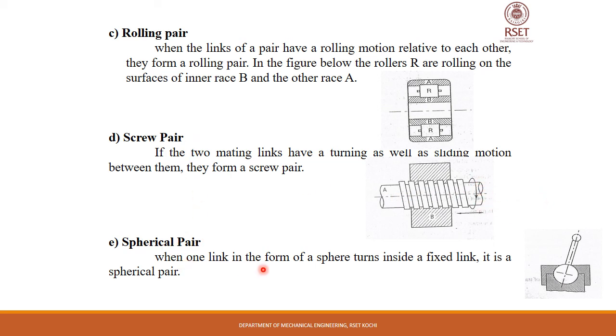Spherical pair: when one link is in the form of a sphere and it is inside a fixed link, it is a spherical pair. You can see here a spherical shaped link fixed to the cavity of a rigid link. The hatched portion is the rigid link, and this spherical link can be rotated about 3 mutually perpendicular axes, that is x, y, z axis. So it has 3 degrees of freedom. This is what is called a spherical pair.